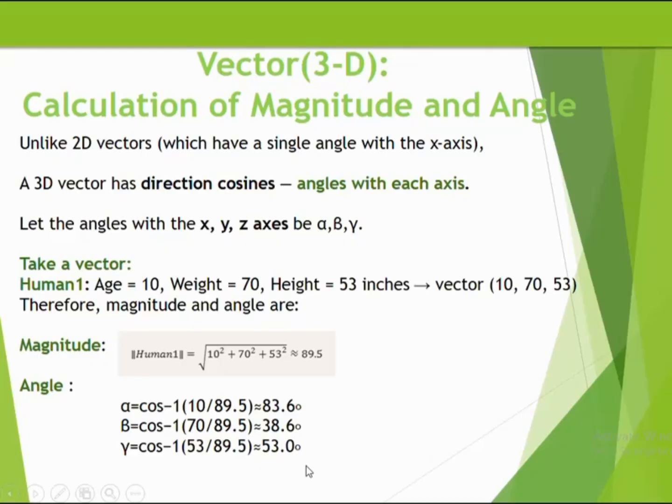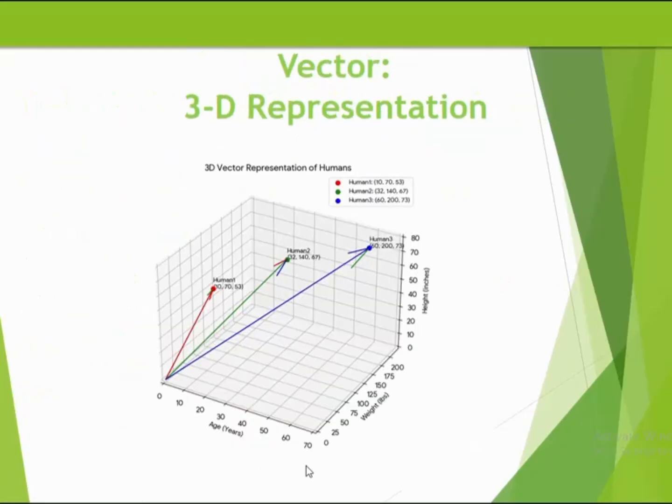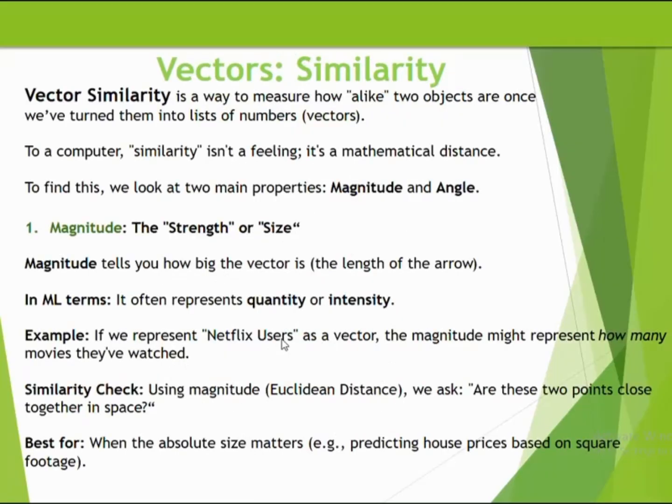I hope this gives a high level understanding of the two properties, magnitude and angle. And this is how the three humans will be represented in a 3D form. This is just to show how the vectors will be represented as the dimensions increase, just to give a high level view.